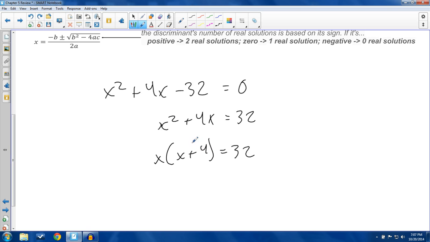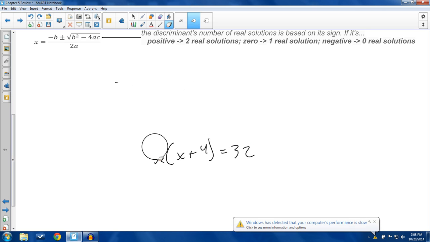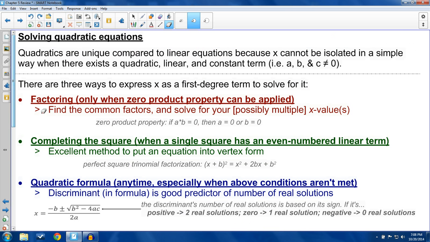Okay, now what? Distribute back? Well, you're kind of stuck at this point. You have nothing you can do. You can't get one x value by itself, or at least a set of x values by itself and 0 on this side. And I'll explain what good that ends up being. So you're stuck, unless you do proper factoring, where you can use something called the zero product property. So we'll talk about that.